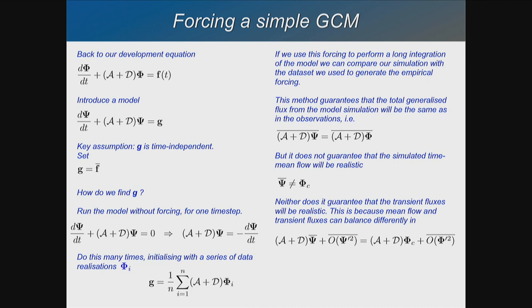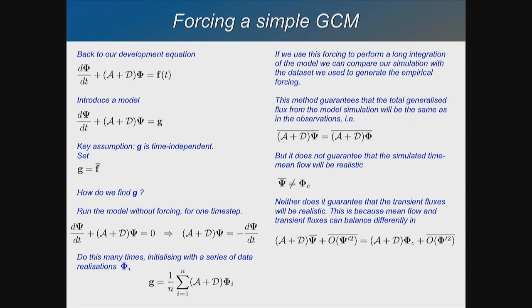Now, if we introduce a model, and we call it psi, just to avoid confusion with the observations, then this is the model operator, so we know what it is. And what we're looking for is a forcing, g, which I will assume, and this is a big assumption, that g is independent of time. So I just want some practical model where I can just put something on the right-hand side of the equations and run it, and it will behave like a GCM. So I'm saying that g is equal to f bar, basically. It's as simple as that. Right, g is equal to f bar.